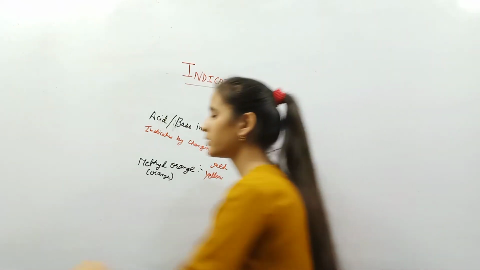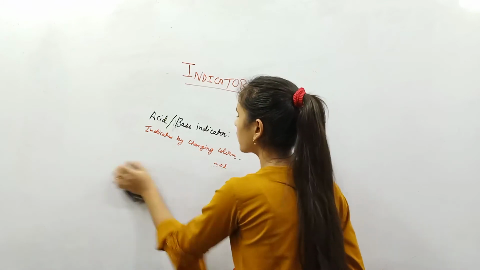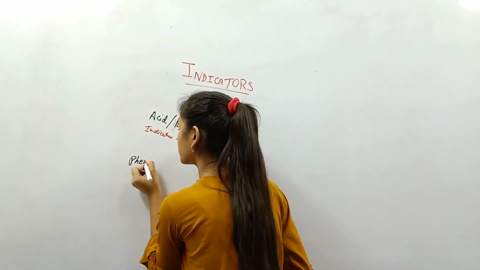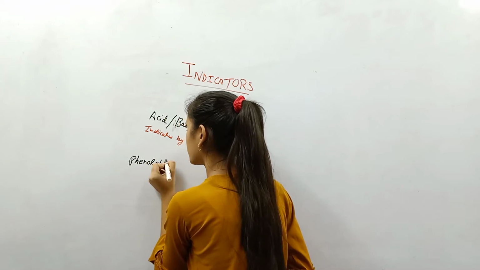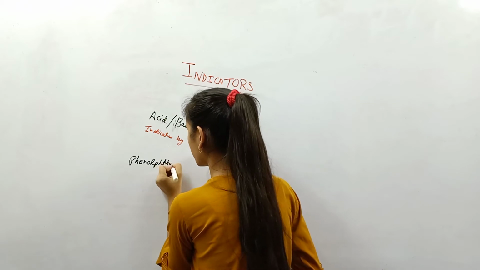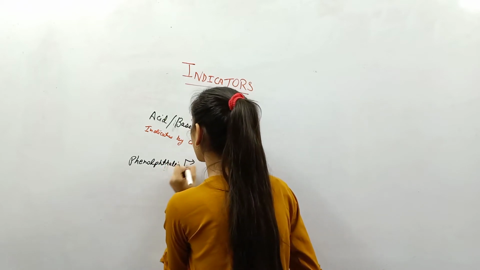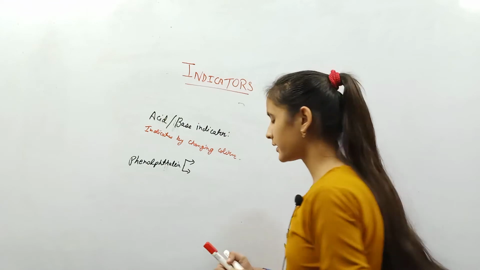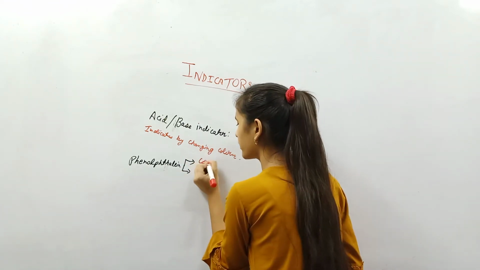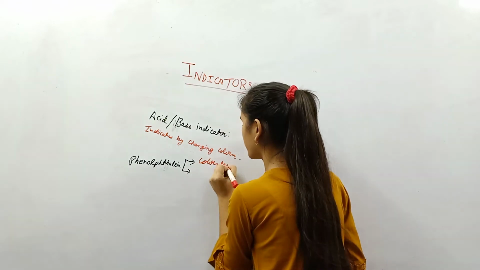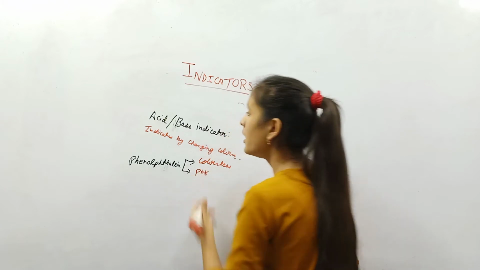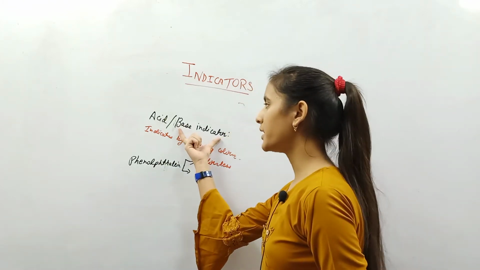Then we can take another, called phenolphthalein. It is colorless, and in acid it remains colorless only. But in base it changes to pink. We have cleared acid base indicators.